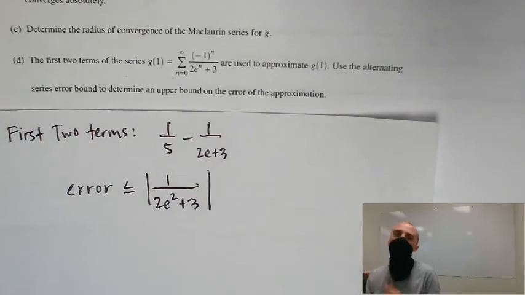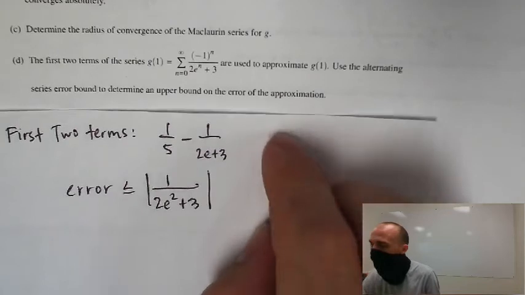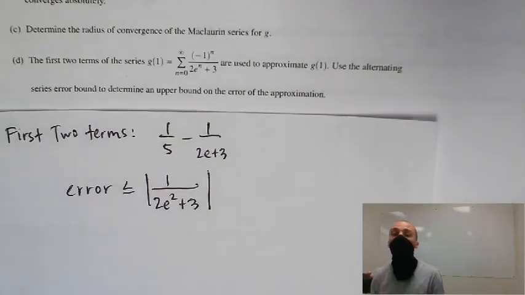This one's a little tricky because there's some subtlety in it. But in some sense, don't forget about the alternating series error bound. It's there to hopefully get you some credit if you know what to do. But that's all for this one.